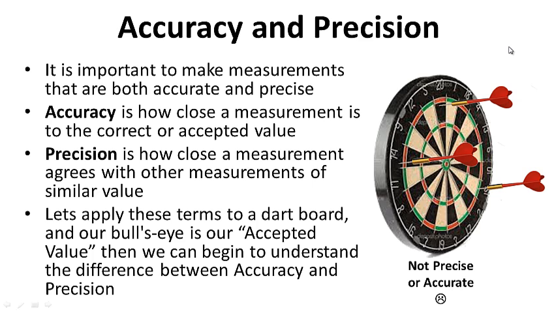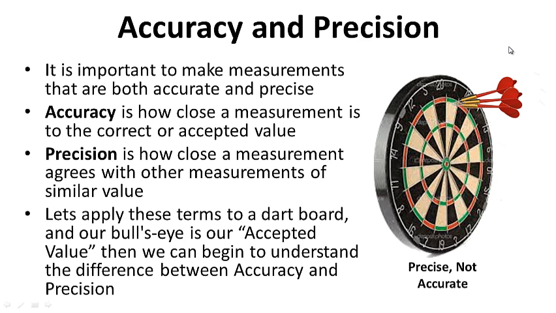So let's try again, throwing some more darts. Now we can see that these darts are precise but not accurate. In other words, they agree with each other. The measurements are similar in their score or value, but they're not very accurate because they weren't close to our accepted value, which is the bullseye, right? Okay, so let's throw some more.